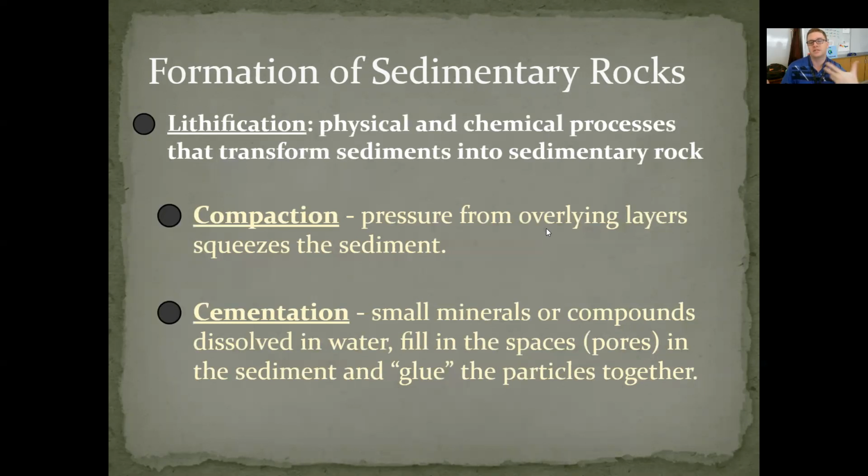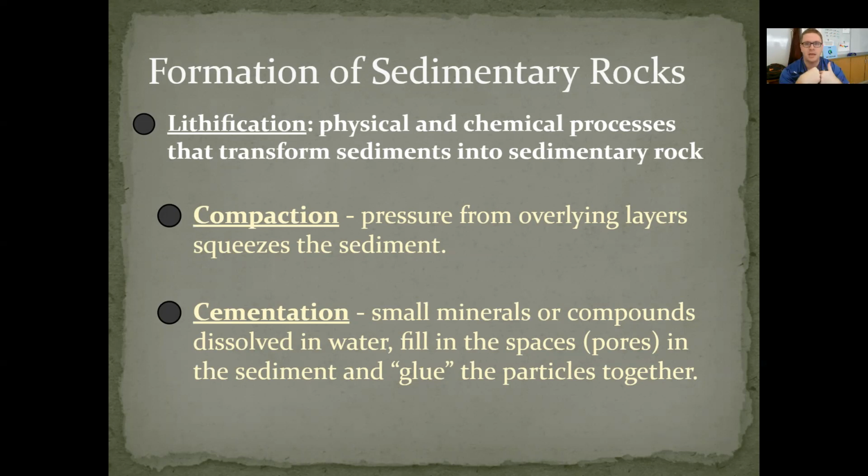After we have that, the process of lithification can happen. It's a physical and chemical process that turns these sediments into sedimentary rocks through either compaction, which is pressure or squishing together, or cementation, which you can think of as gluing, where we have these different little clasts, these different little sediments that come together and are stuck together by some sort of glue material.